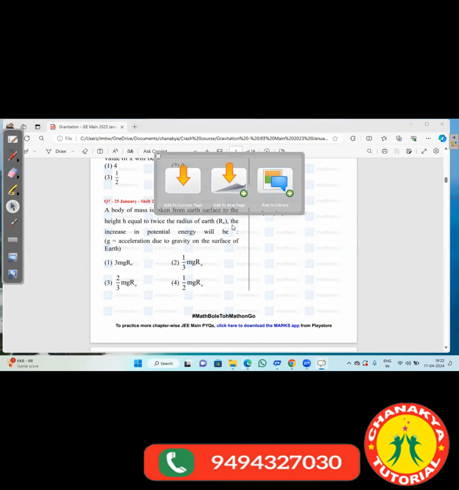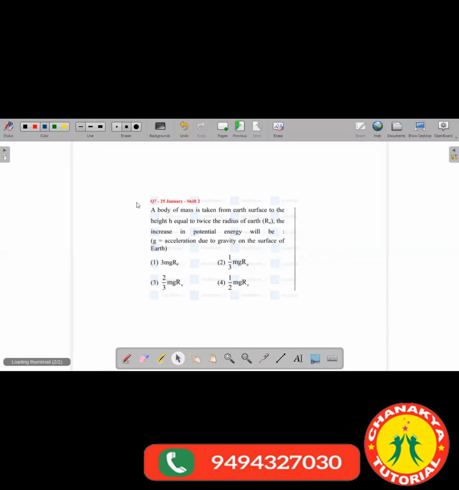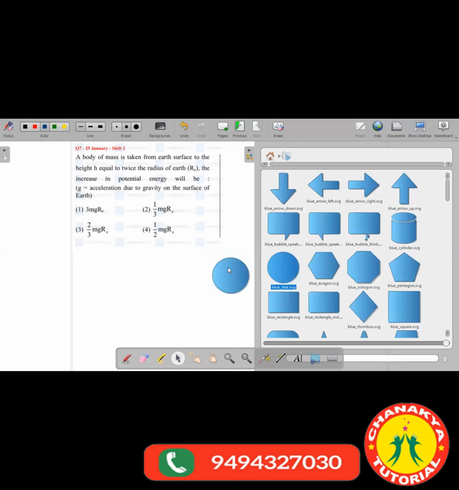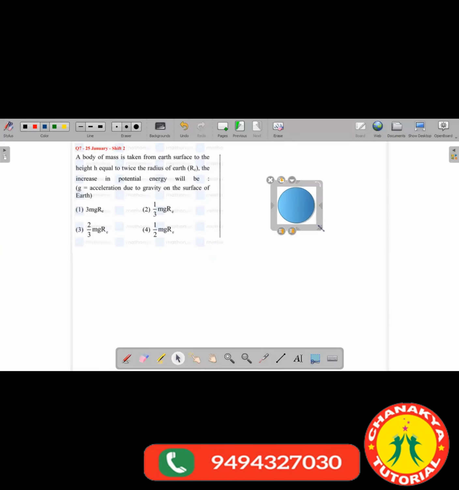Let's start. A body of mass m is taken from Earth's surface to a height h equal to twice the radius of Earth. So let's say we have this Earth and we take a mass m, and it has been taken to a height of twice the radius of the Earth. Here the height h is equal to 2R. That is what is given. And we have to find out the increase in potential energy.